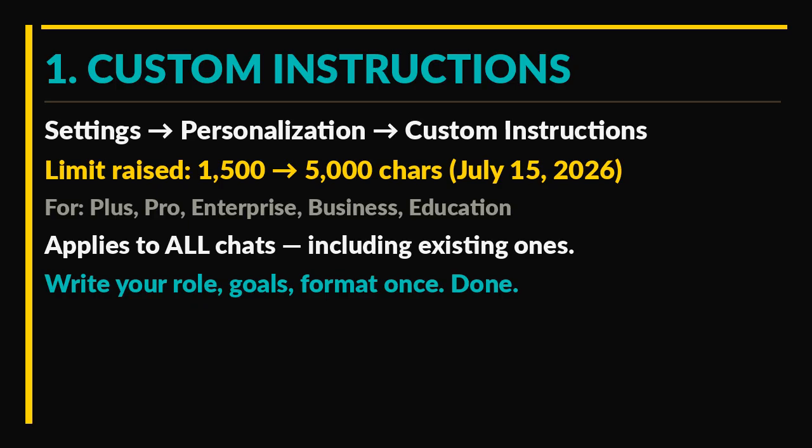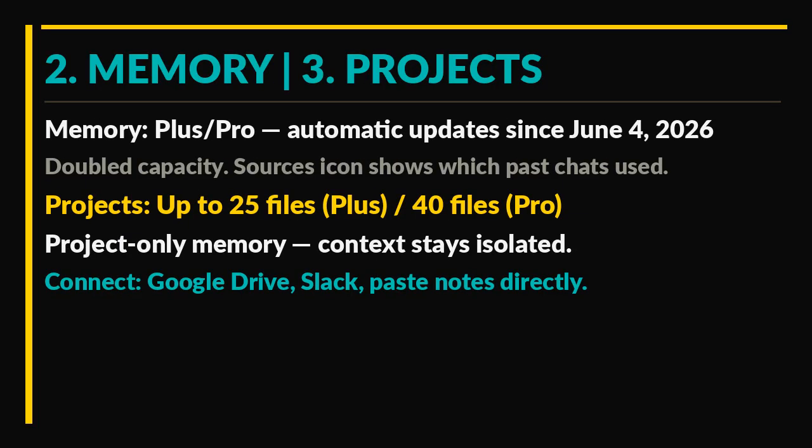Step 3. Projects. If you work on anything recurring, a client, a code base, a research topic, projects are your permanent workspace. Each project has its own custom instructions, uploaded files, and memory scope. Plus users can upload up to 25 files per project. Pro users get 40. Connect Google Drive, Slack channels, or paste notes directly.